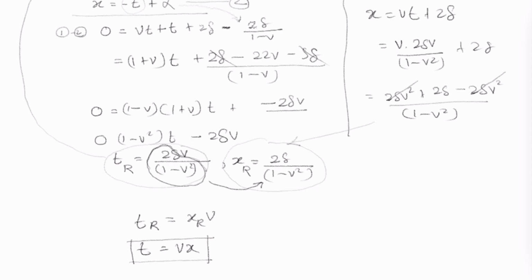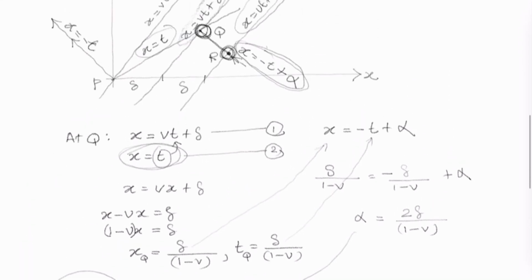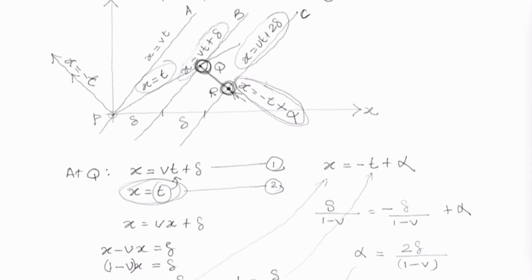So the trajectory of R is very simple and elegant. It is a straight line. It passes through the origin because when x equals 0, t is also equal to 0. Its gradient is v. Look at this t equals vx line.